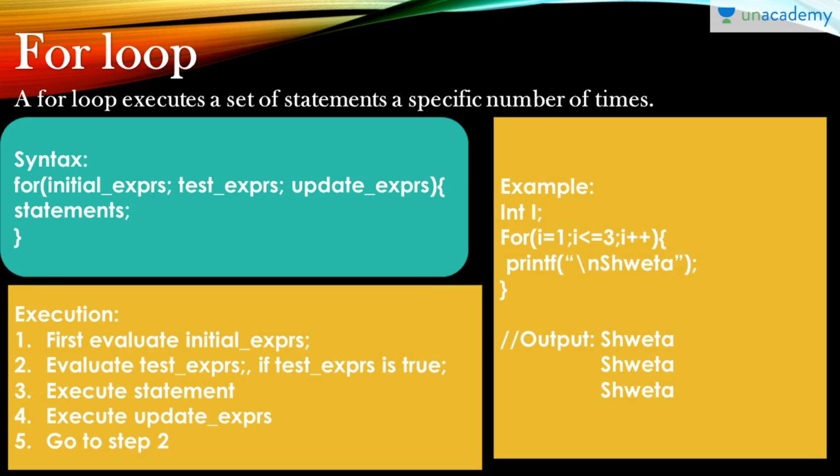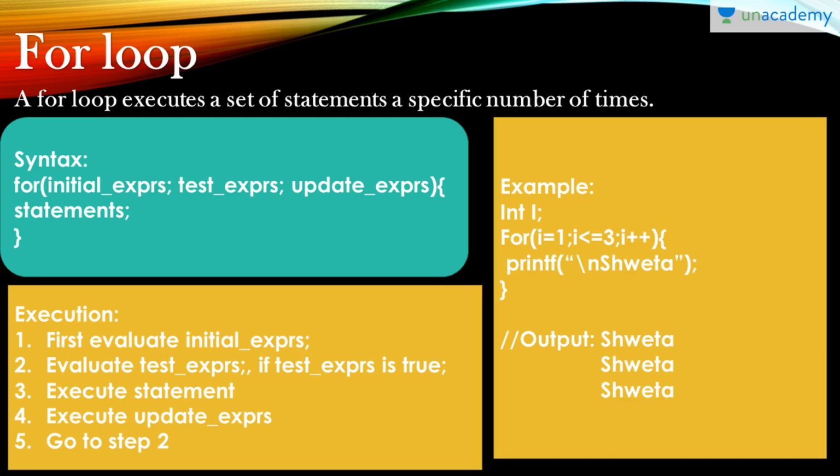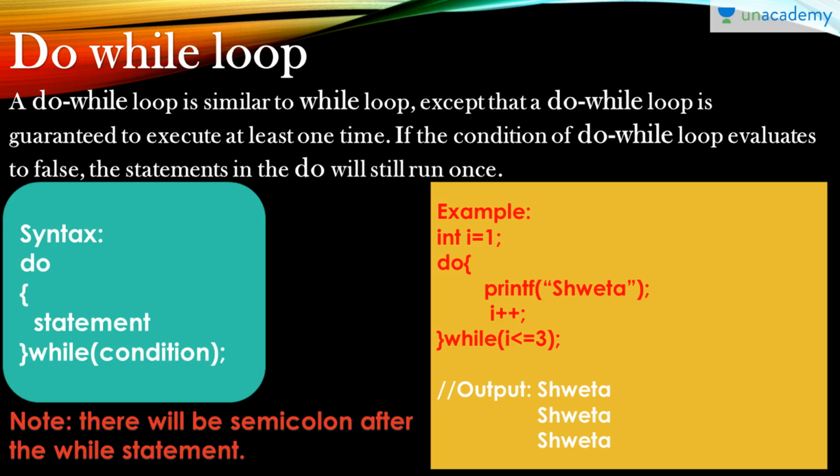Now we will discuss the for loop. A for loop executes a set of statements a specific number of times. Sorry, I want to discuss one more thing here. In a while loop we have seen that when the condition is true, then the statement will be executed. But in this case, first the loop is executed, then the condition will be tested.